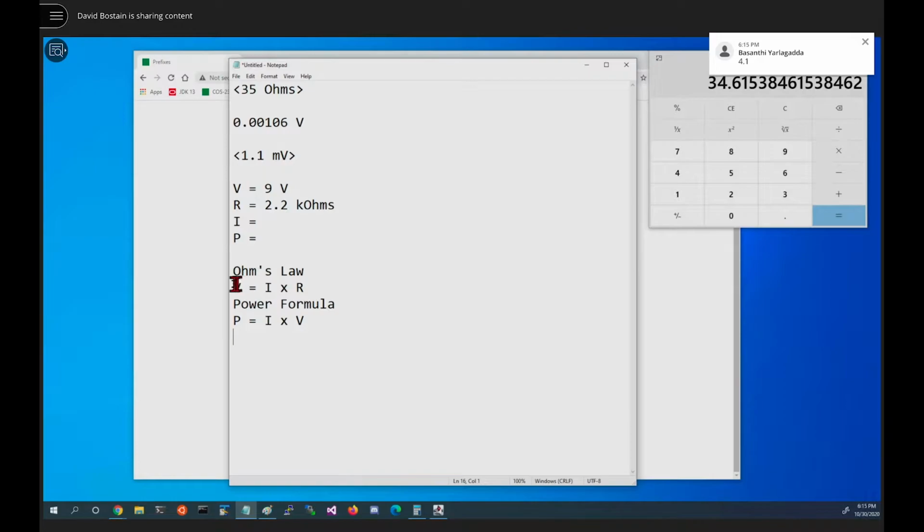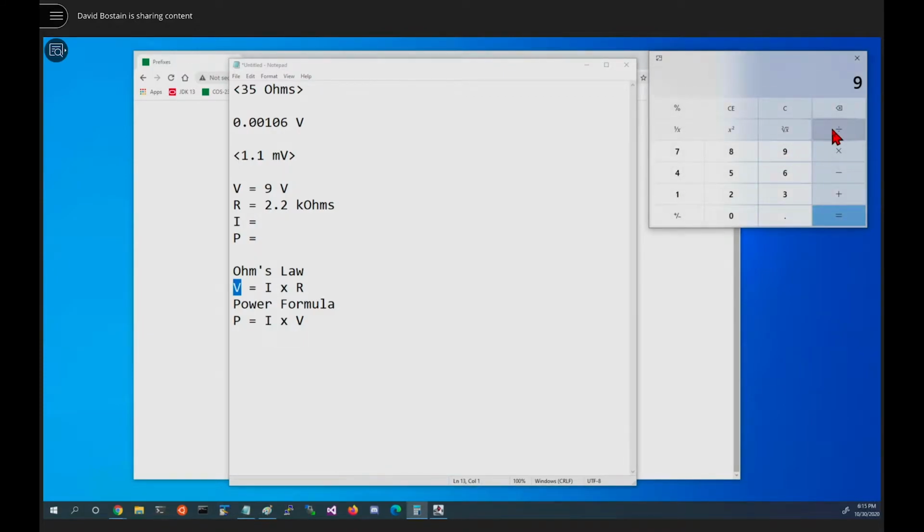So in the first case here, we know the voltage, we know the resistance. So what we need to do is get this guy isolated on one side by himself so we can divide both sides by R. So I is equal to V divided by R. So we take 9. We divide it by the resistance, which is 2,200. And that gives us back this number right here.